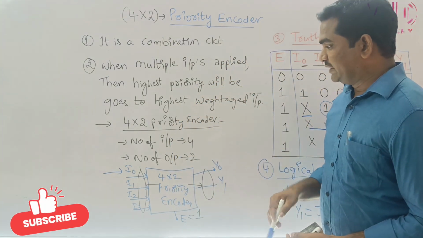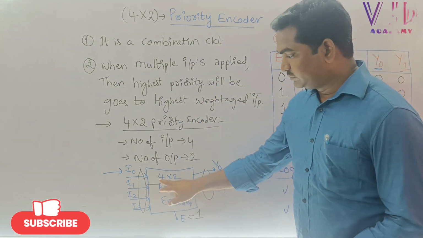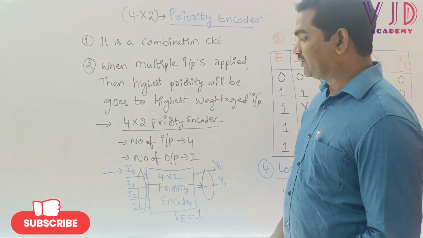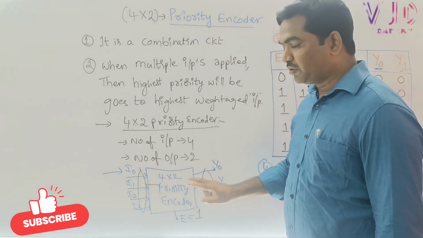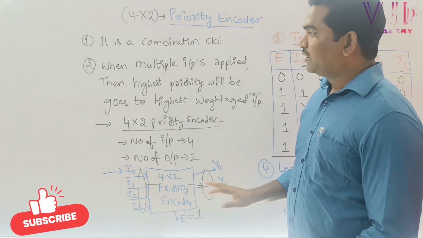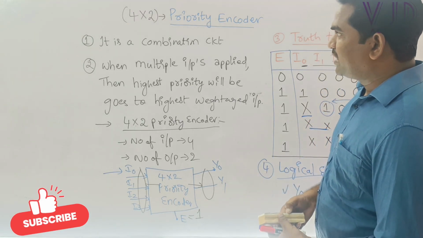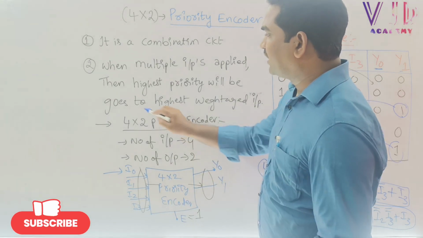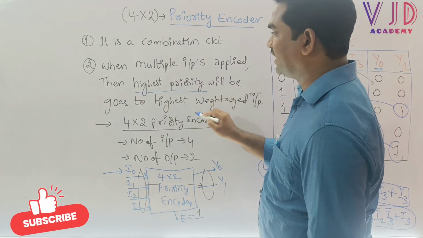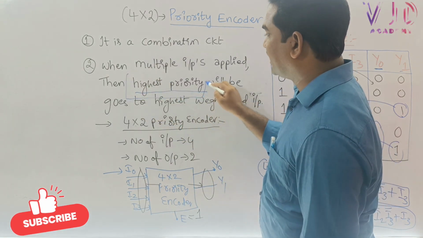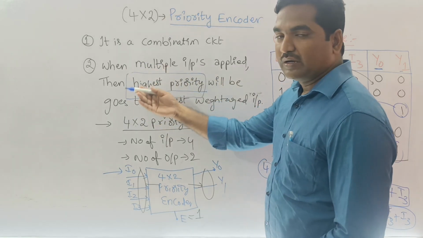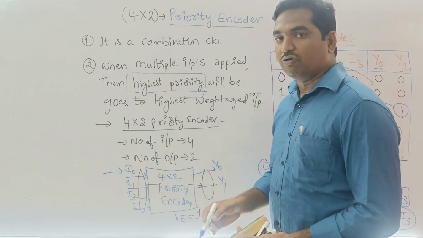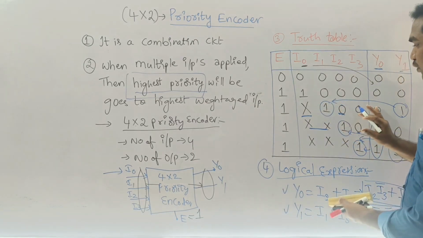And now we can analyze an 8 into 3 priority encoder and a 16 into 4 priority encoder also. The only thing is that whatever the highest priority input is, that will be selected as the output and converted into binary output. That is the proof of the truth table.